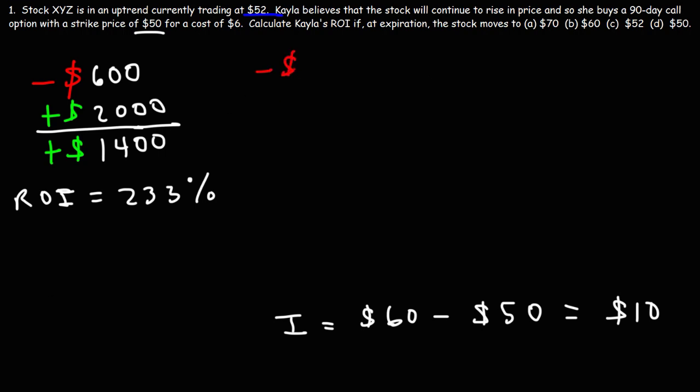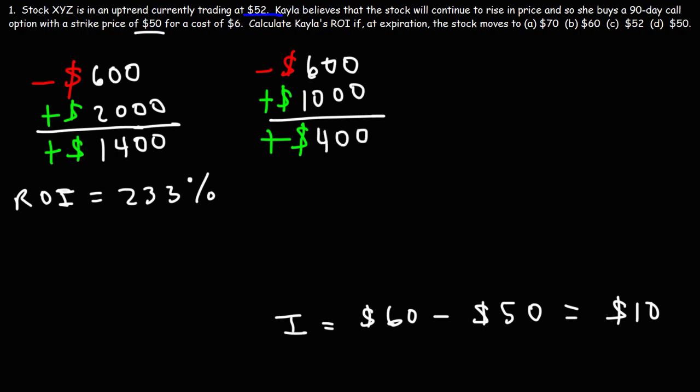So she paid $600 for the call option. At expiration, it's going to be worth $10. So 10 times 100, she could sell it for $1,000, which means that her gain on this trade will be $400. So her ROI for part B is going to be 400 divided by 600 times 100%. So her return is going to be 66.7% for part B.